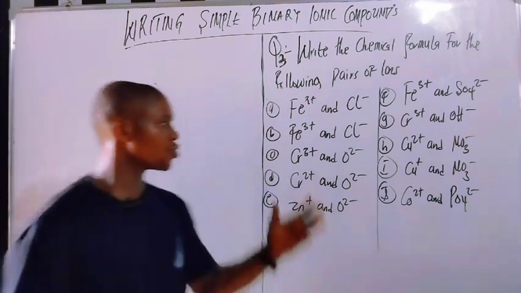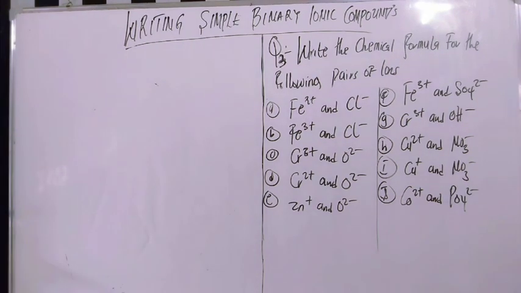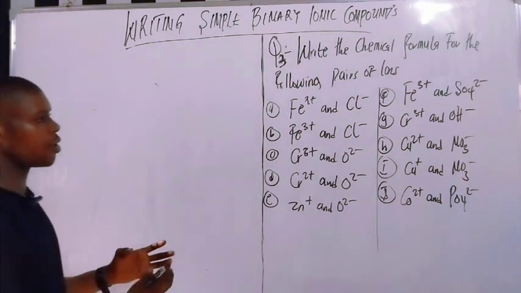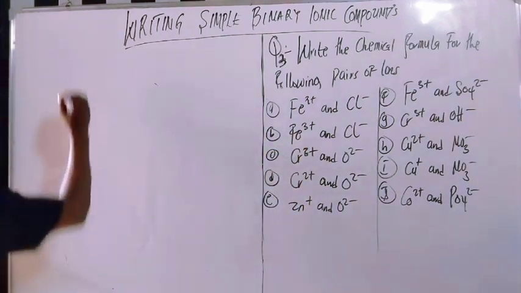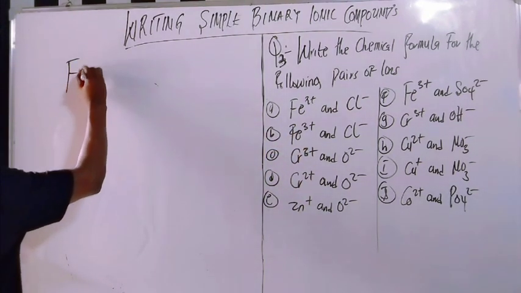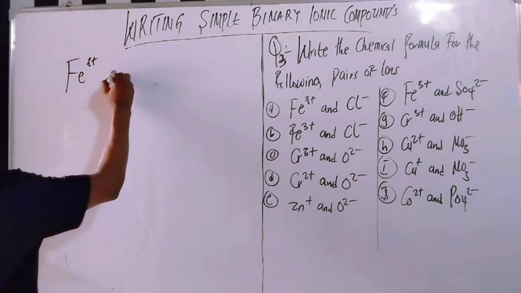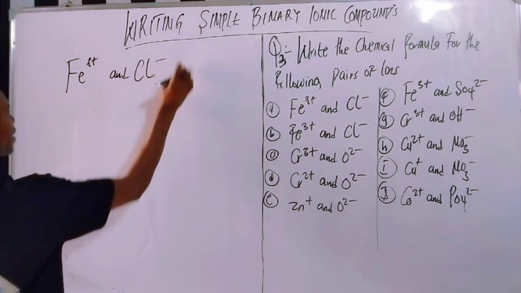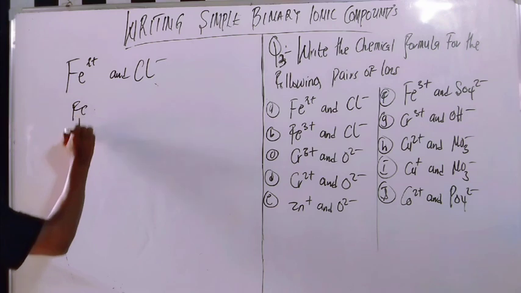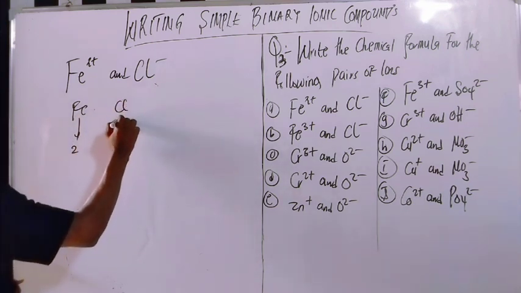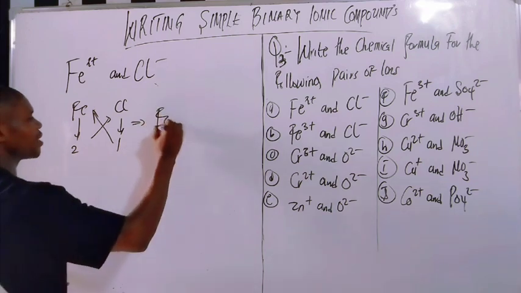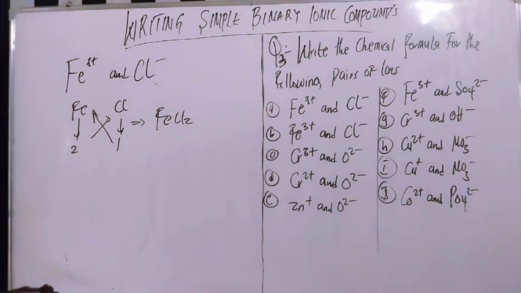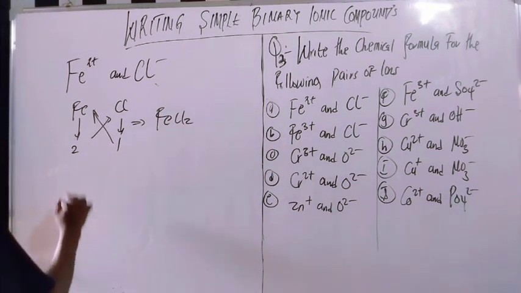Do you understand? So if you look at the first one, you see the same process, just that these metals have variable oxidation state. So if you look at the first one here, Fe2+ and Cl-, right? So Fe, which is 2, Cl, which is 1. So this one moves here, this guy moves here. So you have now FeCl2, right?